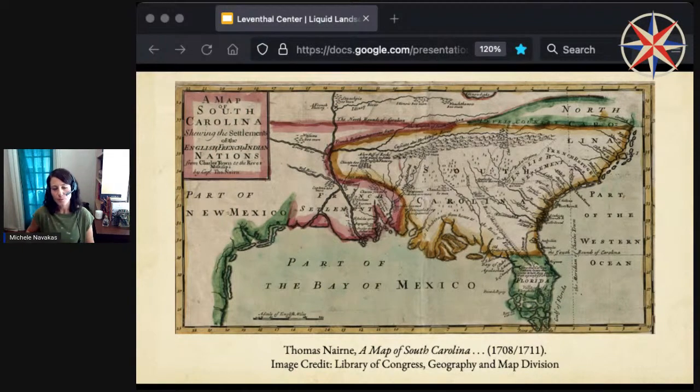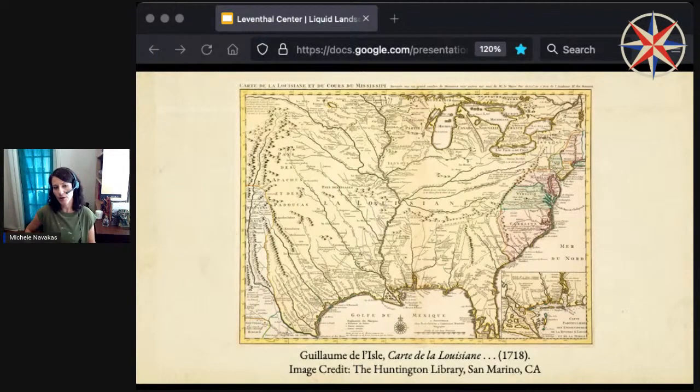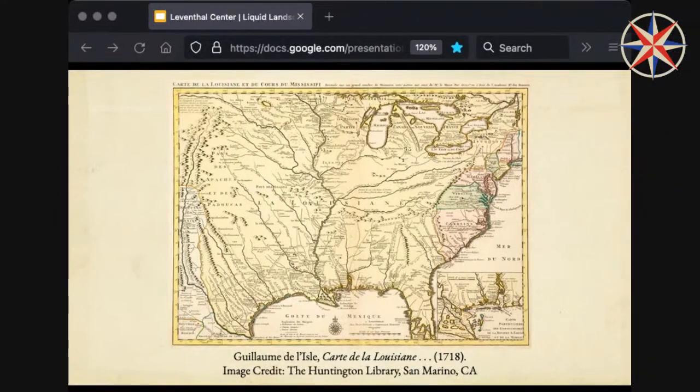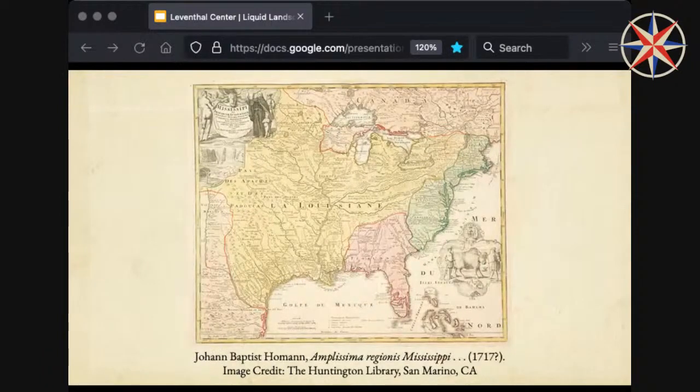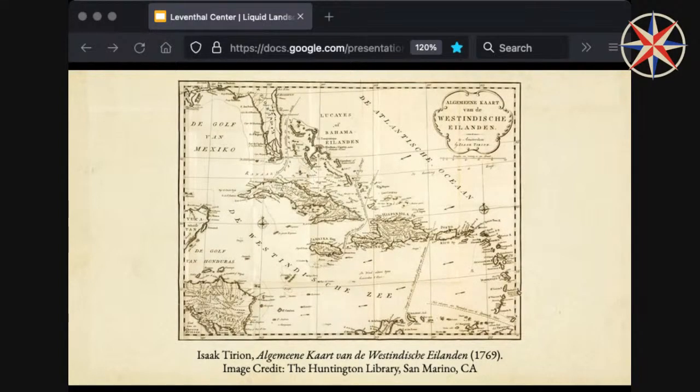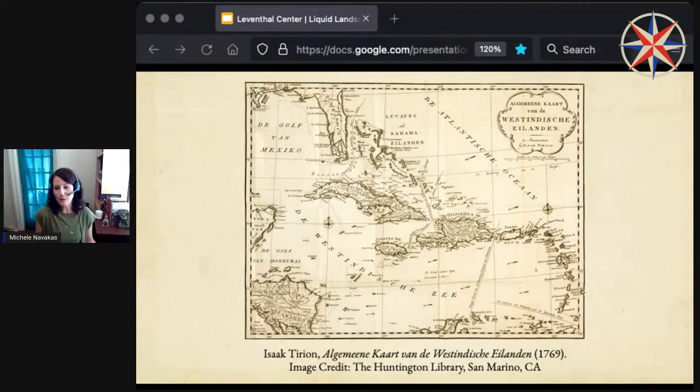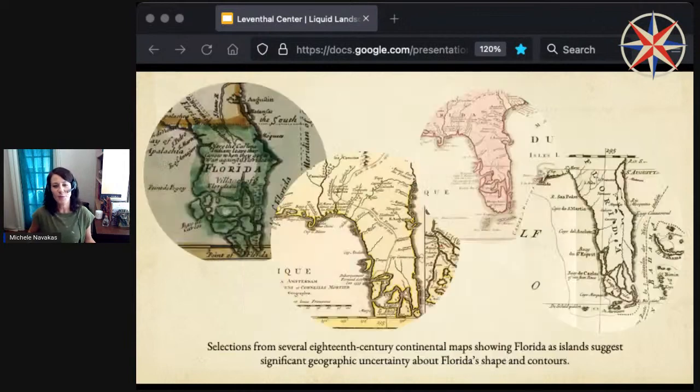And here is Paris-based cartographer Guillaume de Lille's interpretation of Florida on a 1718 map that is one of the most highly influential maps of North America created during the 18th century. Another version of Florida as islands appears on a 1717 map by a German cartographer. And we find this very different Florida as islands on a map published in a Dutch atlas in 1769. Now, in order to see all of these island Floridas together, as an 18th century person might have been able to do, I've gathered them all on this next slide.